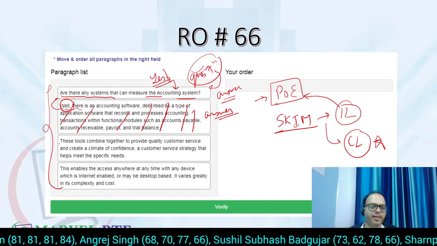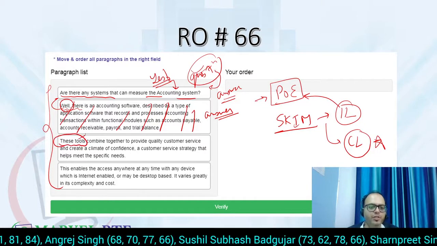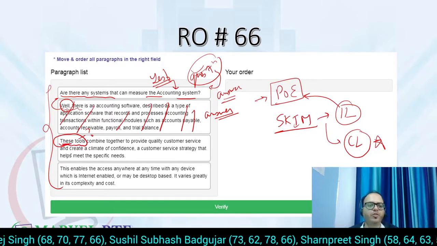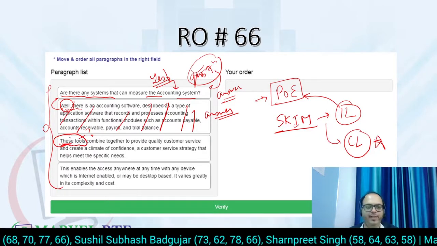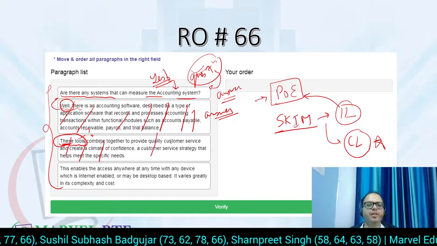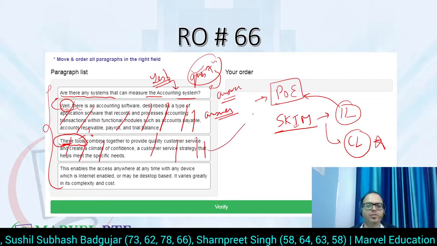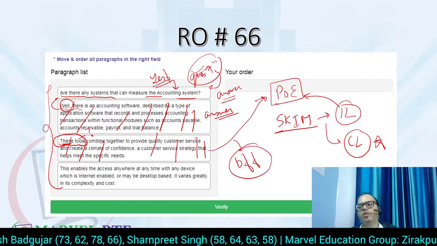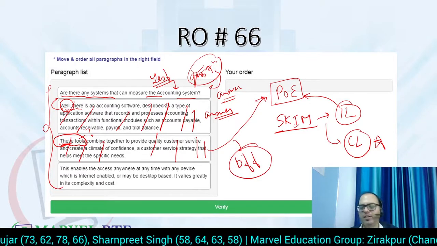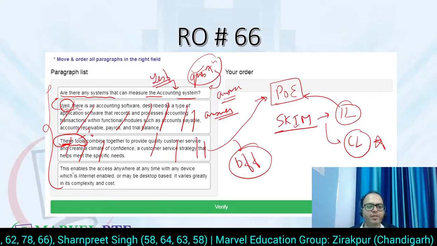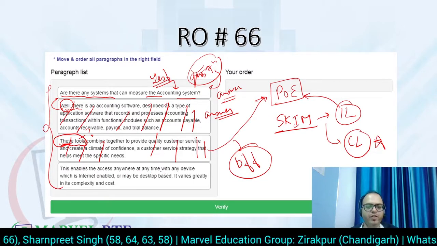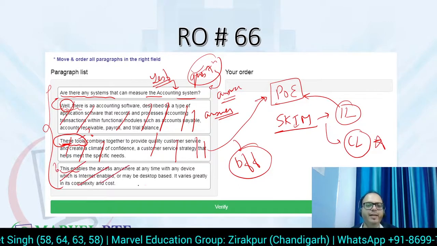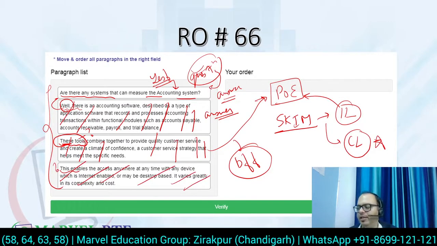Moving on to the third line, these tools. Which tools? We don't know. So that's why the pronoun these, what is it referring to? No idea. So that's why this cannot be our independent line either. And this is the process of elimination. I call this best friend forever. Why? Because using this we can easily find our answers. Let's see the next one. This enables access anywhere. What does this enable? No idea. So that's why this cannot be our independent line also.